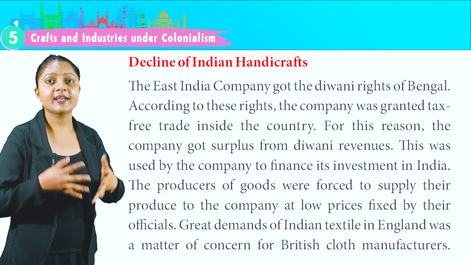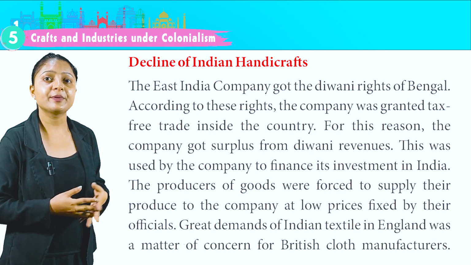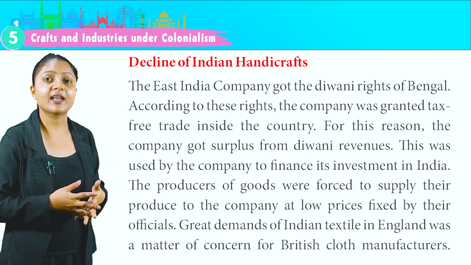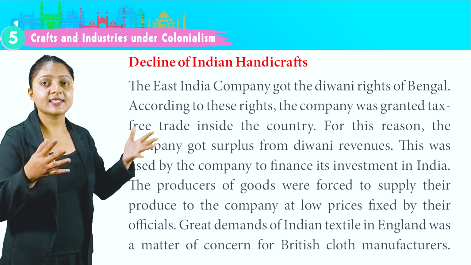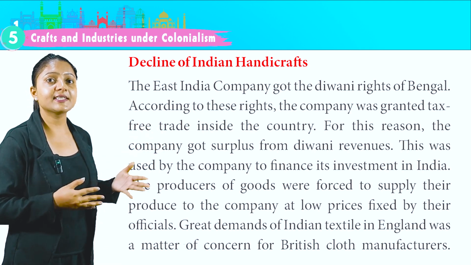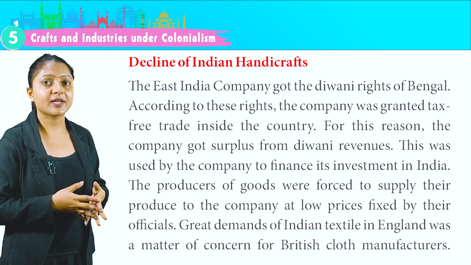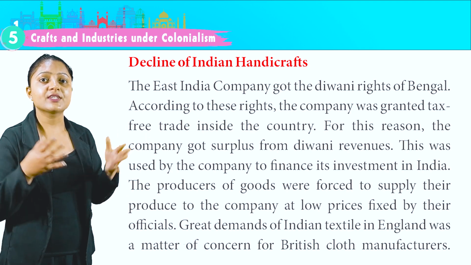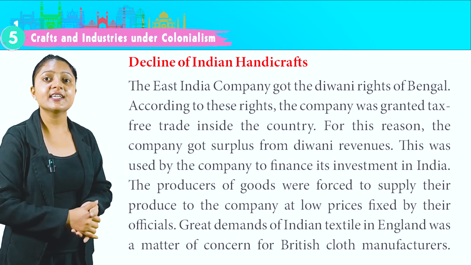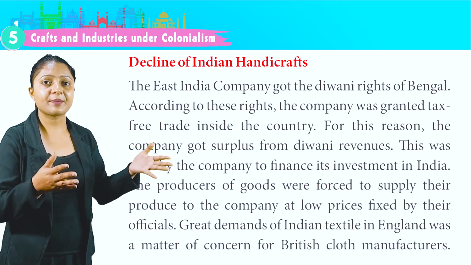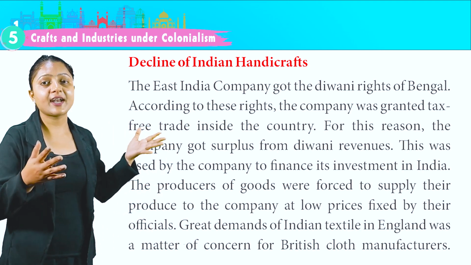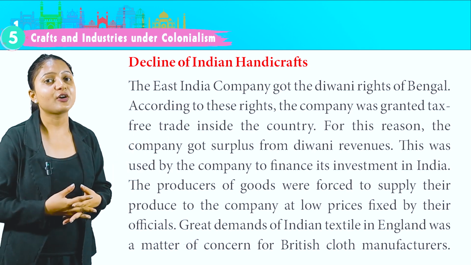Decline of Indian handicrafts. The East India Company got the Diwani rights of Bengal. According to these rights, the company was granted tax-free trade inside the country. For this reason, the company got surplus from Diwani revenue. This was used by the company to finance its investment in India. The producers of goods were forced to supply their produce to the company at low prices fixed by their officials.